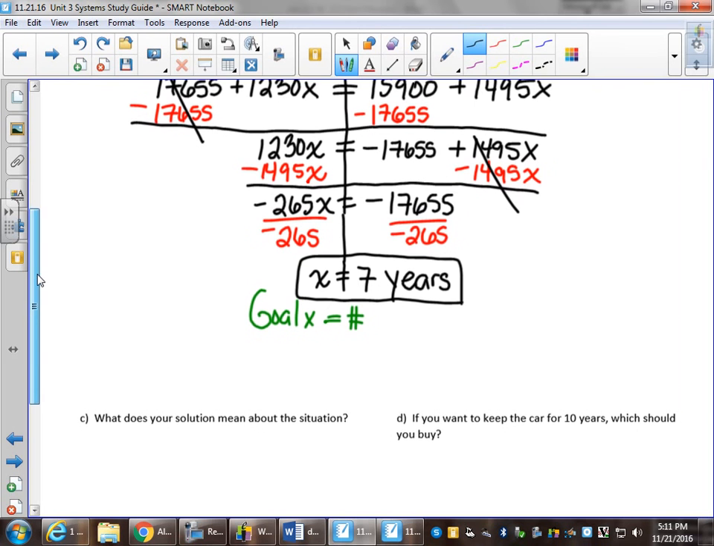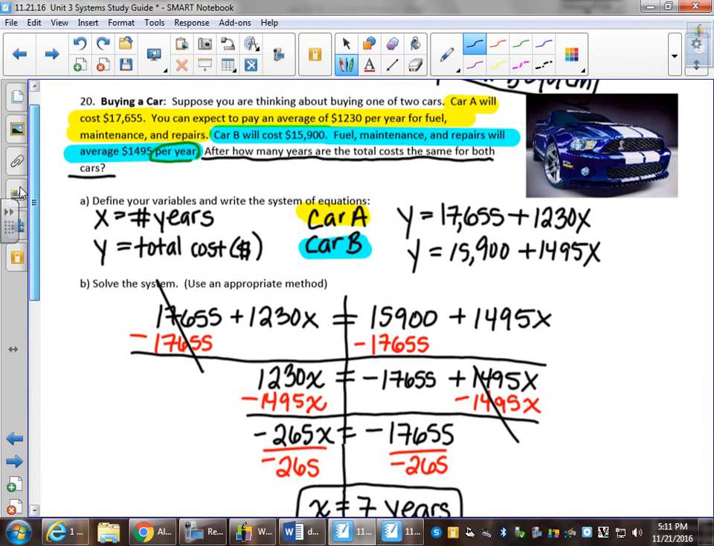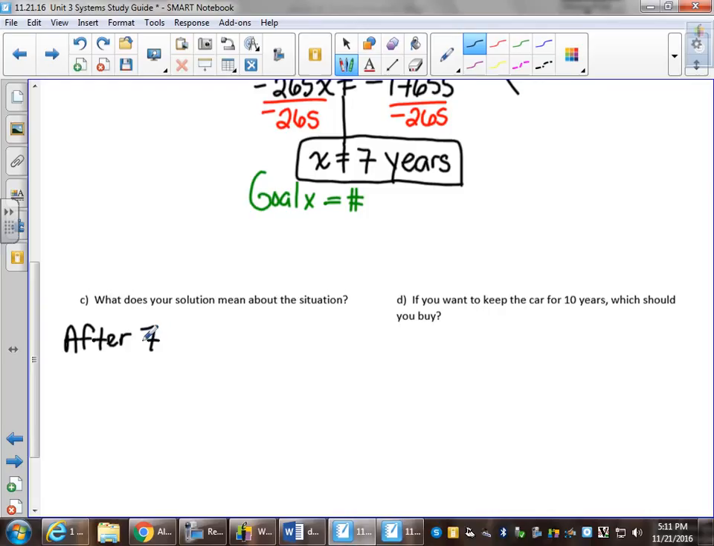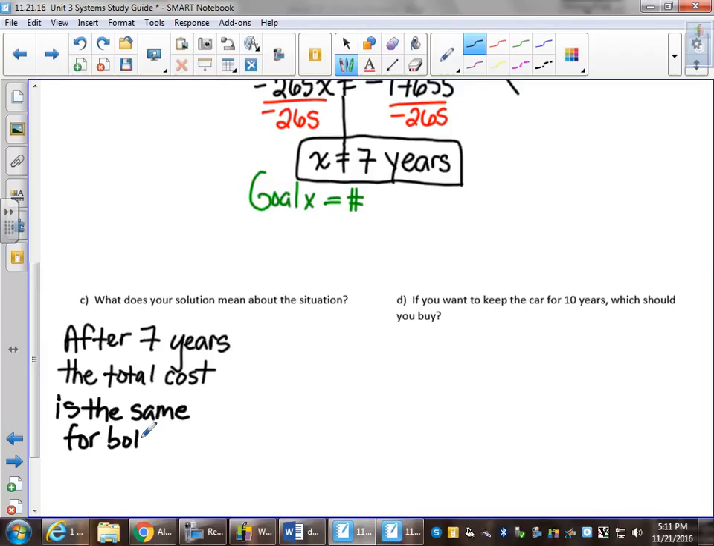Part C says, what does your solution mean about the situation? Well, we'll take the question and turn it into a sentence. After how many years are the total costs the same for both cars? After 7 years. The total cost is the same. So at exactly the 7-year mark, the cost of owning each car is the same. So if you mentally went into this, I'm going to own this car for 7 years and sell it, it does not matter which car you buy.